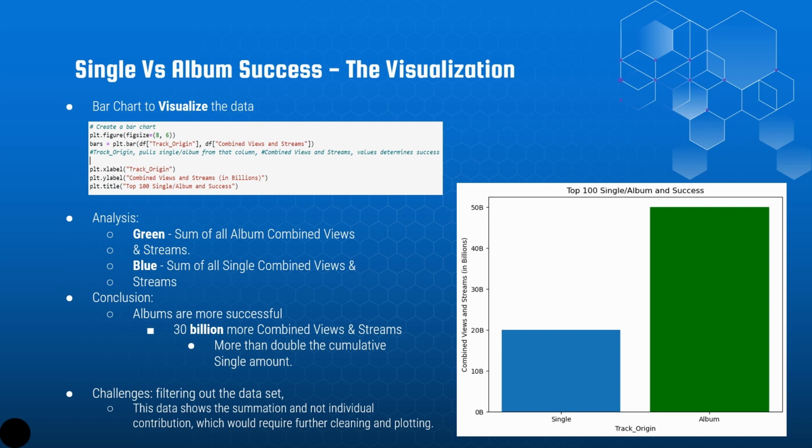My conclusion is albums are more successful, leading with 50 billion views in the top 100, more than double the amount of singles with 20 billion. My challenge when filtering out this data is that the data shows the summation and not the individual contribution, which would require further cleaning and plotting.